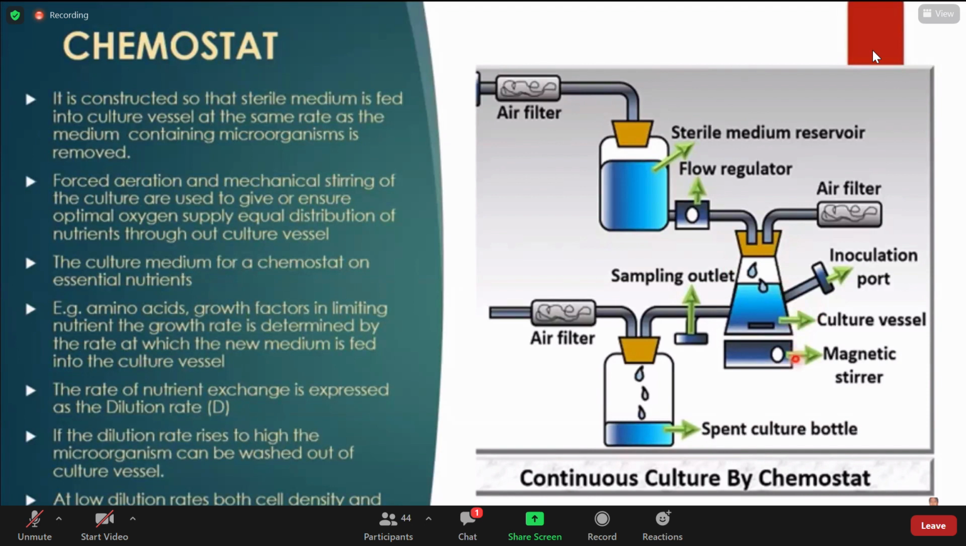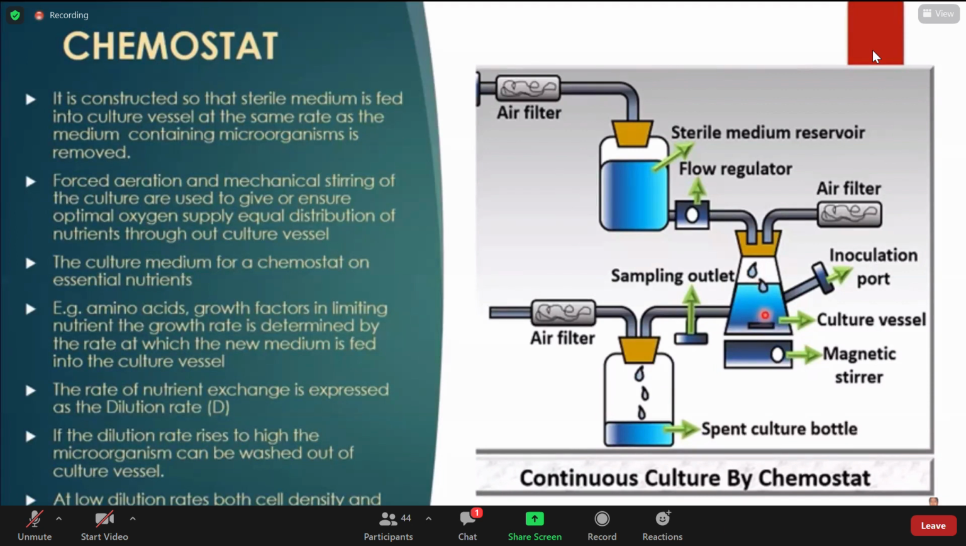More the dilution, fewer will be the microorganisms. So if the dilution rate rises, what happens? That means the higher the dilution rate, the more microorganisms can be washed out of the culture vessel. So that should not happen. You should have a low dilution rate such that both the cell density and the growth rate are going to be high. So it is inversely proportional in a chemostat. If the dilution rate is more, obviously microorganisms will be less. So you have to maintain the low dilution.